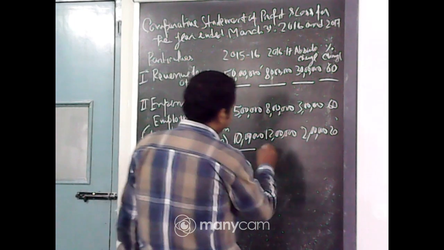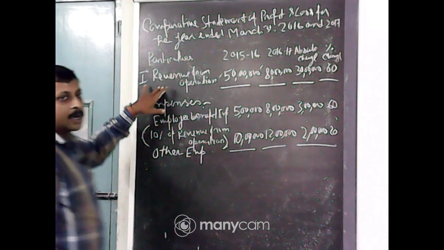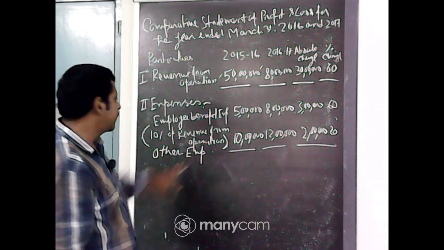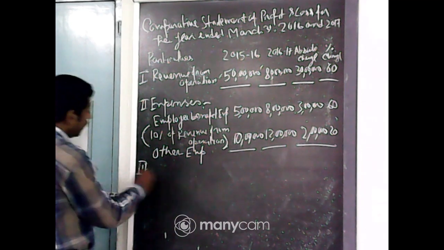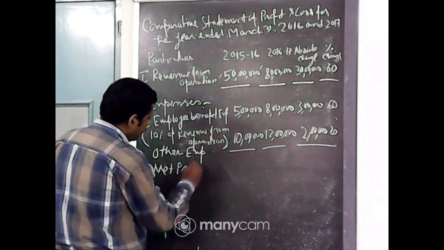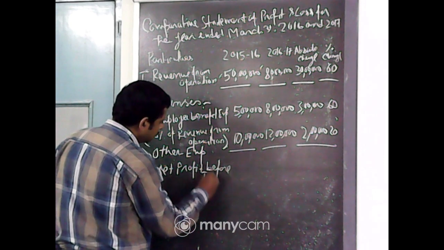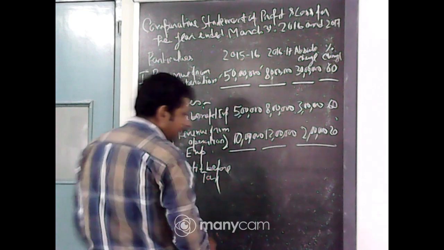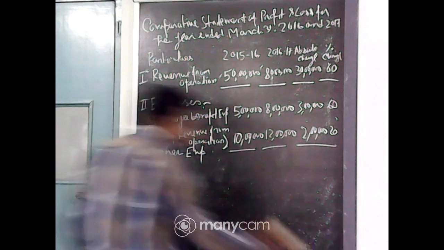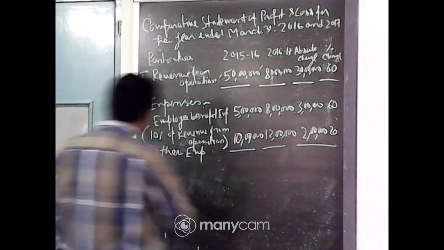Now these are the expenses. If you want to figure out the net profit, what will you do? From your income you have to deduct your expenses. So number 3 is net profit before tax. First of all you just figure out what your total expenses are. Before doing that, you figure out your total expenses.